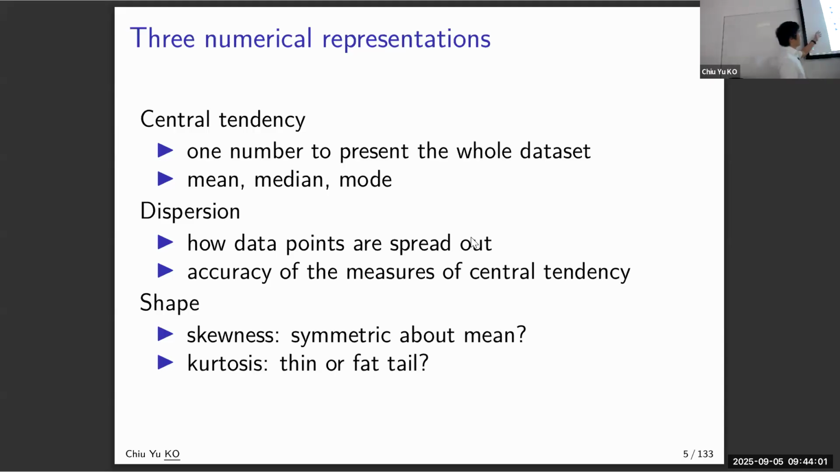So the next topic we'll talk about today is shape, right? This is asking ourselves whether the number or several numbers we give for the central tendency are good. How good are they, right? And of course, looking at how good they are is about how spread out the data is. The more spread out, the less representative your number is, right?